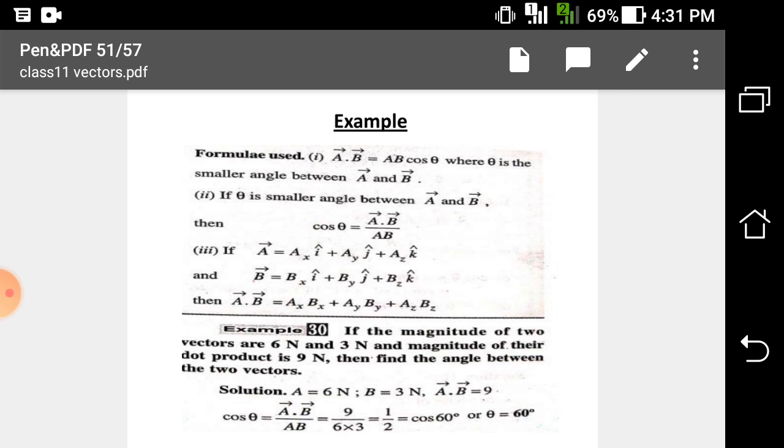The next is the example of dot product. These are the formulae of dot product, that is A dot B is equal to AB cos theta, and if you have to find theta, then cos theta is equal to A dot B over AB. What do we have for AB? The magnitude of A and the magnitude of B. As you already know how to calculate the magnitude of two vectors.